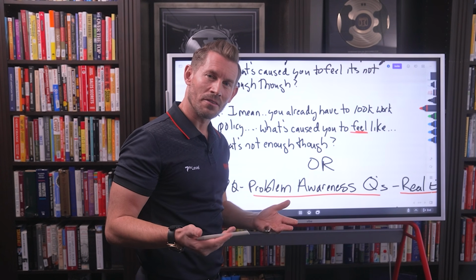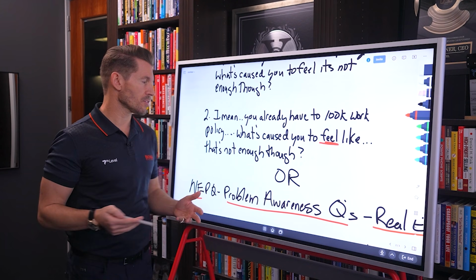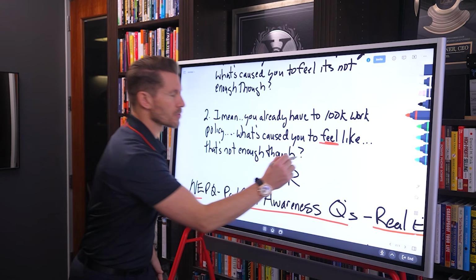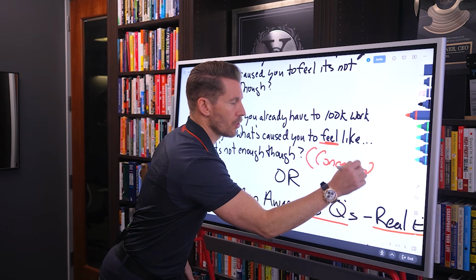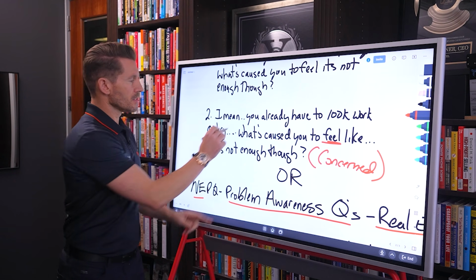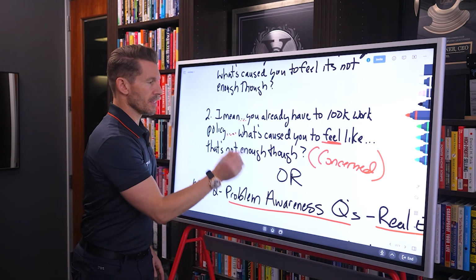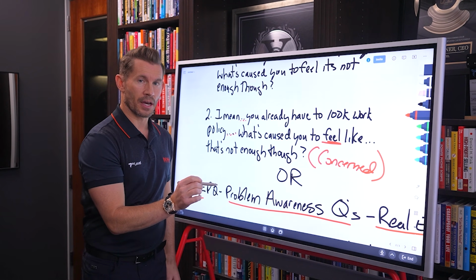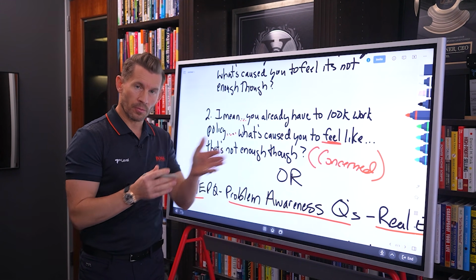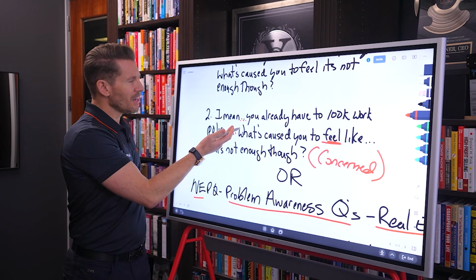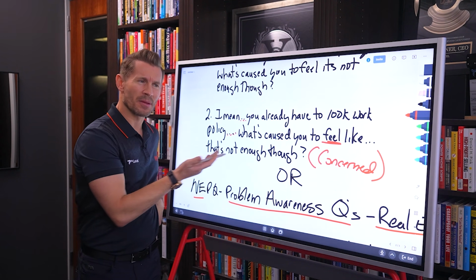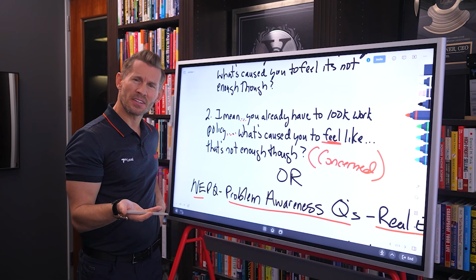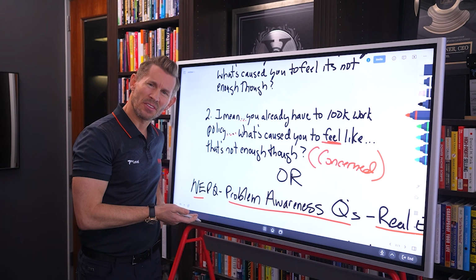Did you feel the difference in how that question came across? Did you hear my tone? It was more of a concerned tone, okay? A tone that shows more empathy. Now watch, see where these little periods are? These are verbal pauses, okay? Verbal pauses. You're verbal pacing out the question. I mean, you already have this 100K work policy. I mean, what's caused you to feel like that's not enough, though?